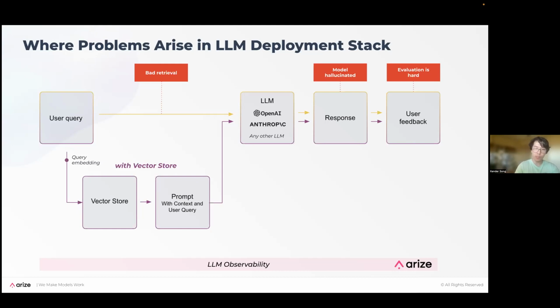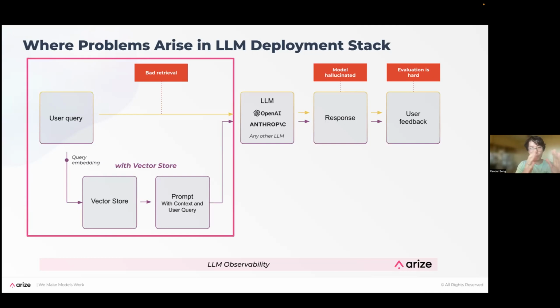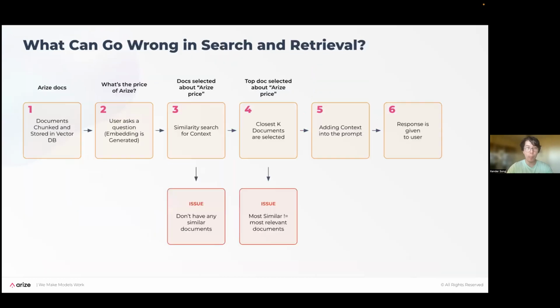And where Arize comes into the picture is we are providing you with a foundational layer of LLM observability in order to help you, first of all, detect these issues when they arise in production, and then pinpoint the root cause of the issue. And in today's workshop, we're going to be focused in particular on this section of the LLM deployment stack. And we're going to be focusing on how can I detect when my LLM application, my search and retrieval application, does a bad retrieval, doesn't get the right piece of context. So this is going to be the focus of the workshop.